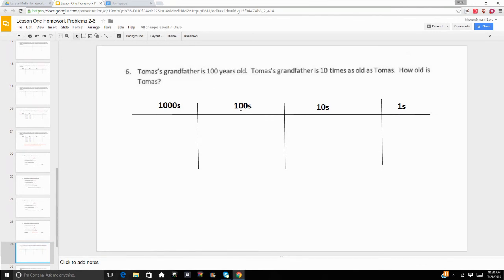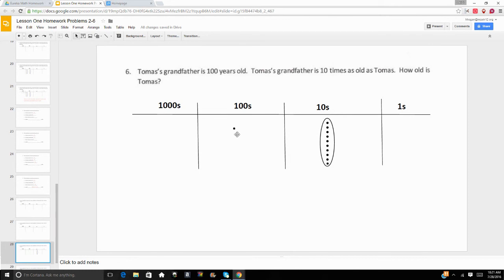So his grandfather is 10 times Tomas. So Tomas times 10 is his grandfather. So I think we can figure this out using our place value knowledge, but we do have to show it. So his grandfather is 100 and Tomas is 10 times. His grandfather is 10 times Tomas. So 10, 20, 30, 40, 50, 60, 70, 80, 90, 100. So 10 times 10 is 100.